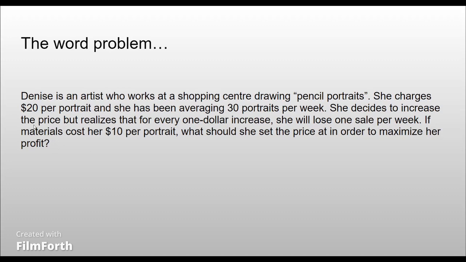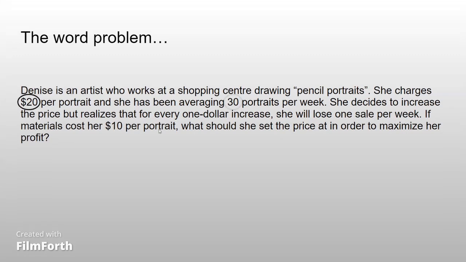So there are three numbers here: 20, 30, and 10. These three numbers are going to be very important and the key to making our equation and finding the answer. As well, she decides to increase the price, but realizes that for every $1 increase, she'll lose one sale per week. This is also going to be very important to figure out what price she should set to maximize her profit. These four things are going to help us figure out the answer.